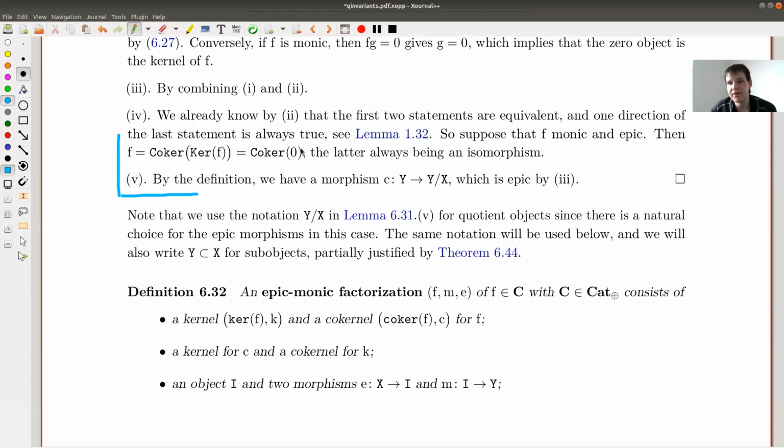Very good. And now comes a very complicated looking definition. It's called the epic monic factorization. In an example, you will see it. It's not so bad. Just do an example. Let me just run you through it. Stay with me. The example will clarify everything. So what is an epic monic factorization? Well, it's a pair of a monic morphism and of an epic morphism in the following sense. So first, you have a kernel. You already assume that you have a kernel, and you have a co-kernel of F.